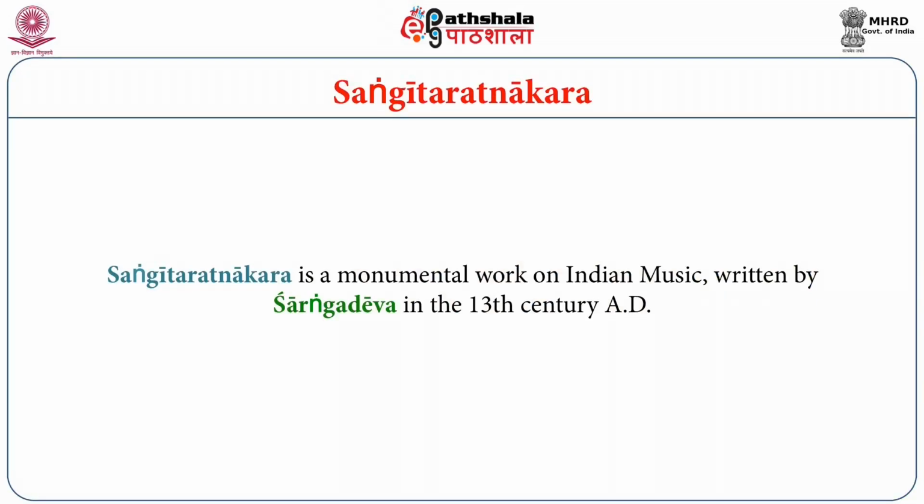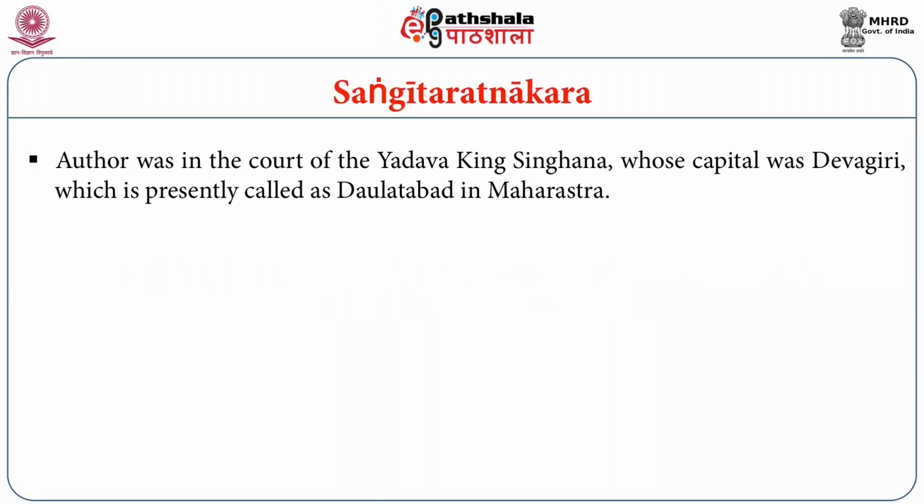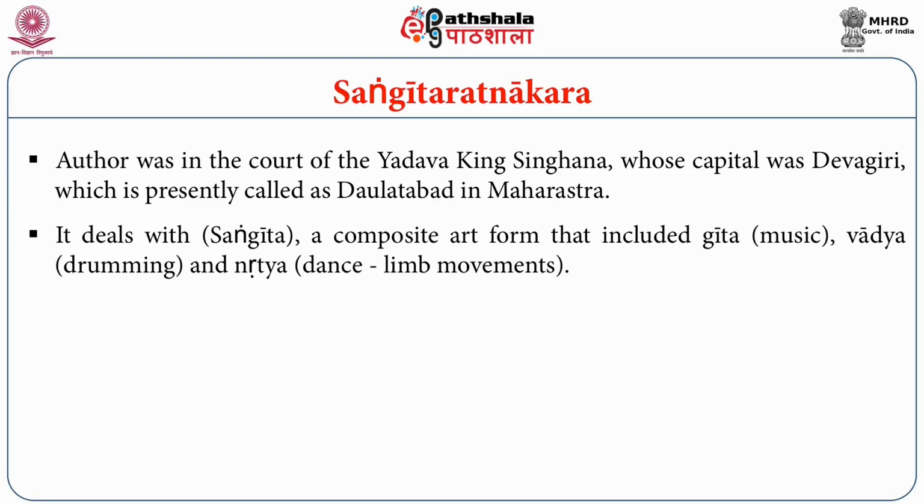The author of Sangeeta Ratnakara was Sharangadeva and he was in the court of the Yadava king Singana, whose capital was Devagiri, now called Daulatabad in Maharashtra. Sangeeta Ratnakara basically deals with Sangeeta. As I told you, the Sangeeta in Sangeeta Ratnakara refers to a composite art form which included Geeta, the music part, Vadya, the drumming part, and Nritya, the dance and the limb movements.